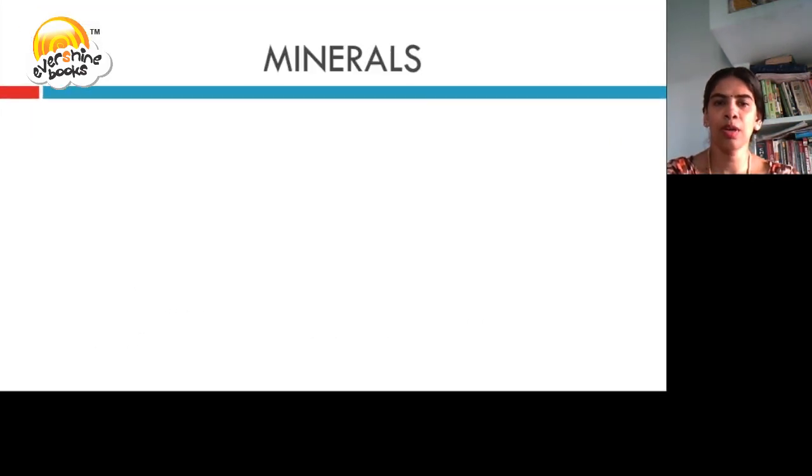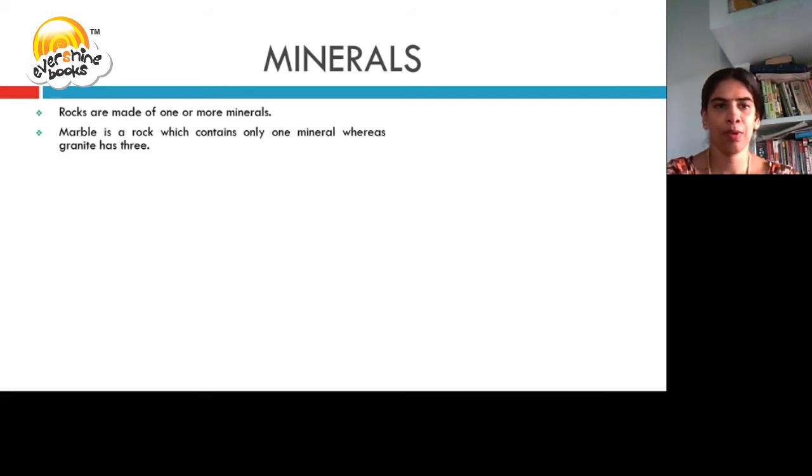Let us learn about different types of minerals. Rocks are made up of one or more minerals. Marble is a rock which contains only one mineral, whereas granite has three types of minerals. A mineral is a chemical substance which is found in nature.